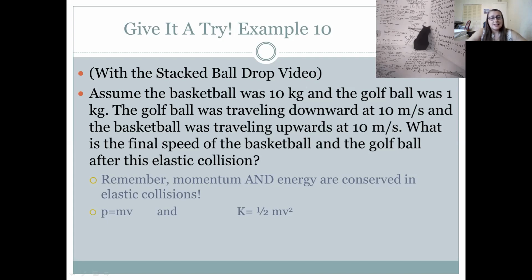Since this is an elastic collision, remember that momentum and energy are conserved. There you have the equations for momentum and for kinetic energy. Again, I want you to take a couple of minutes, set up this problem, and try to find the final speeds of both of those objects. It's just like the very last example that we did yesterday. If you're on a computer, you can also use the notes posted on Canvas to help guide you through. But I'm going to stop talking now and give you a couple of minutes to think your way through this example.